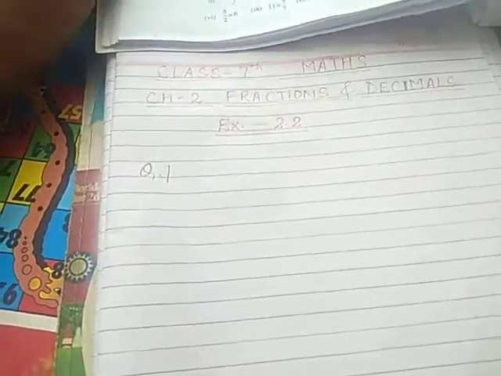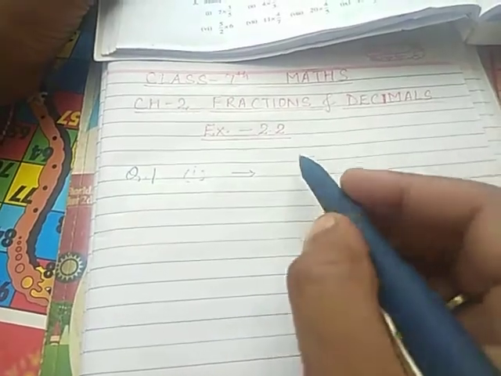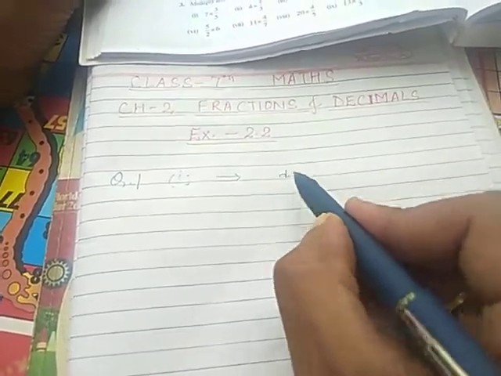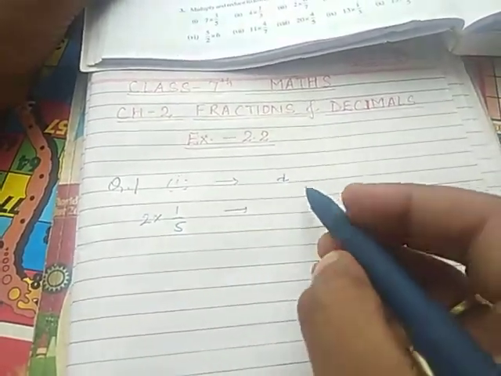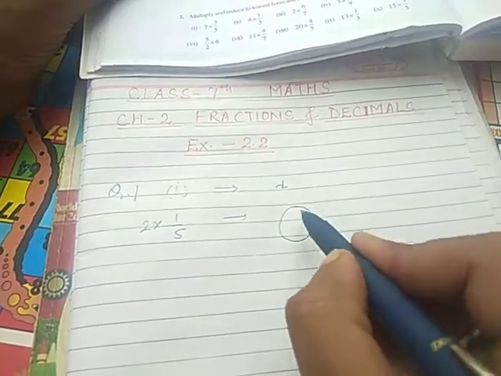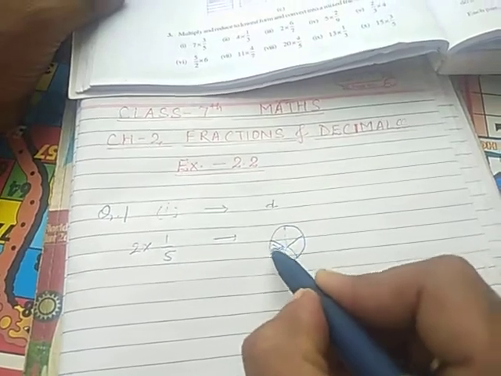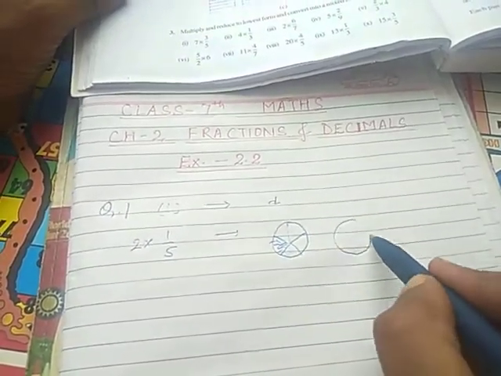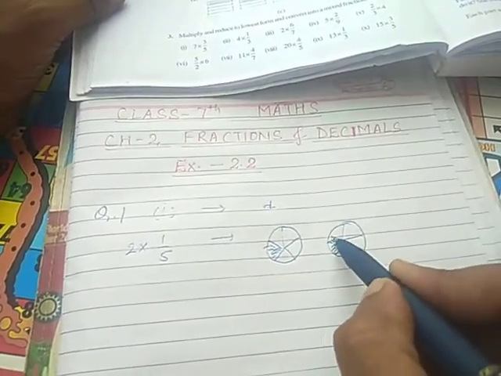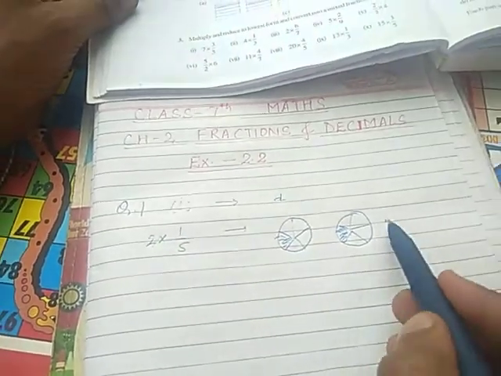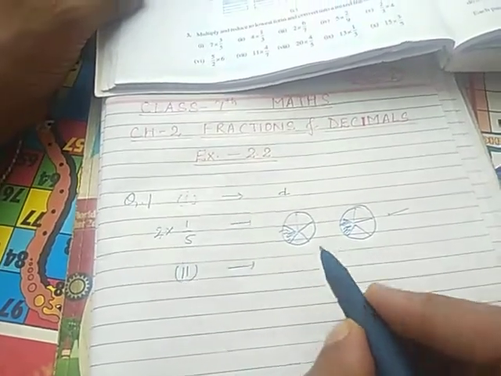Question number 1 will be like this. The first part will match with D. Okay, 2 into 1 by 5 will match with this part. You can draw the drawings like this and shade this portion, and you can make another drawing like this. So this will resemble this. So 2 into 1 by 5 is this. Similarly you will do the second part and third part. The second will match with B.